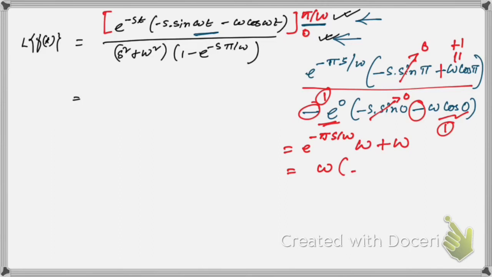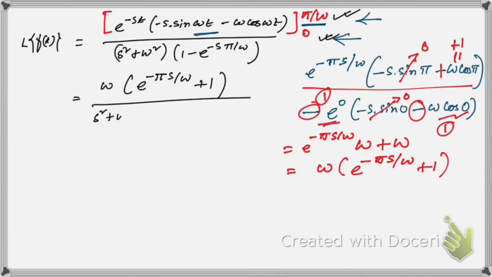So taking omega common, we have got this e to the power minus pi s by omega plus 1, right? We have got this. Now using this value here, we have got the result. So let me write this result. Okay, so we have got this result.